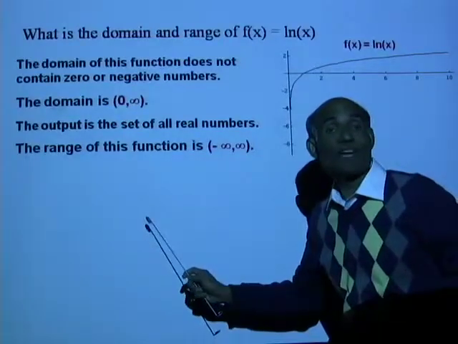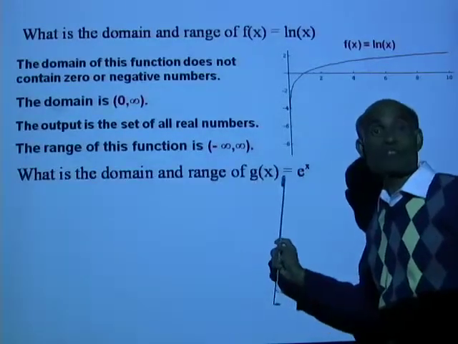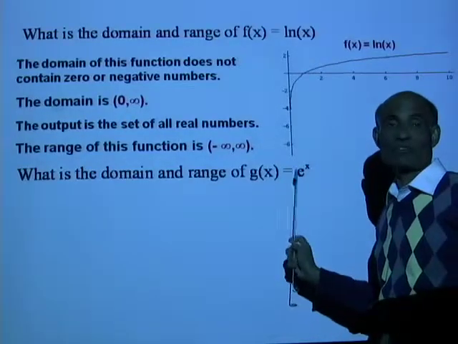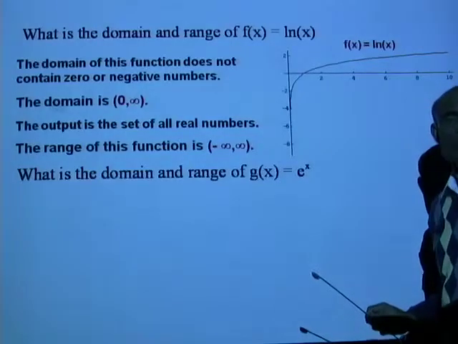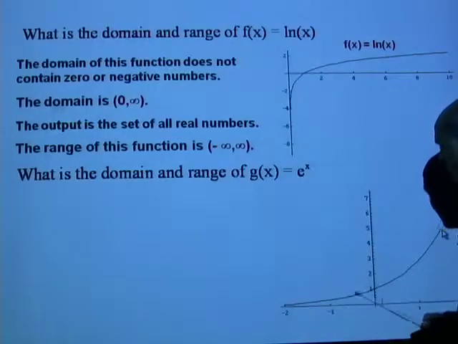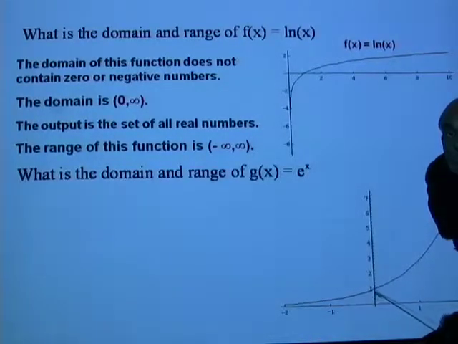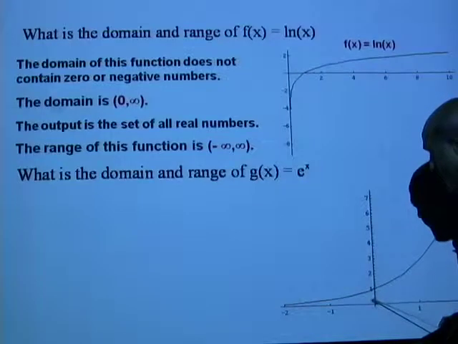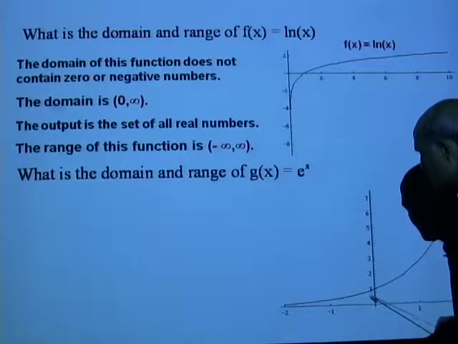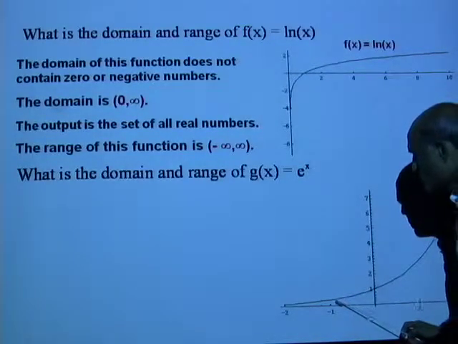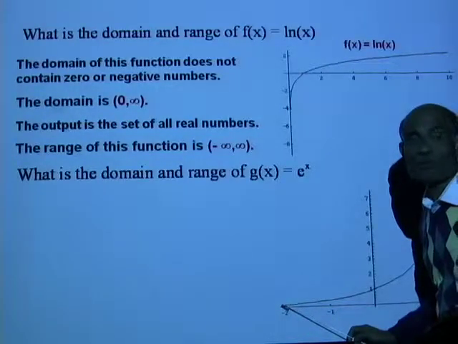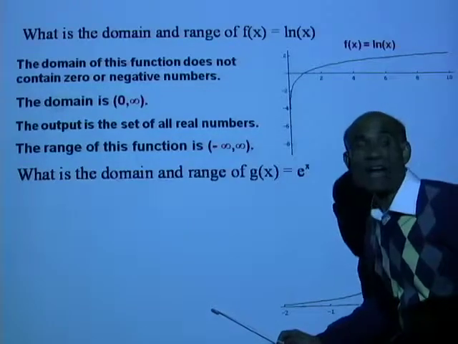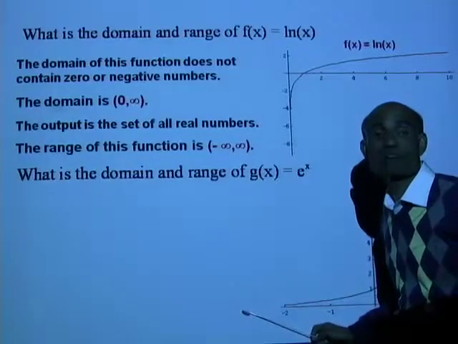Let's now look at a similar function, g of x equal to e to the power of x. How does the graph of that look? Well, that is the graph of e to the power of x. When the input is 0, the output is 1. And as the input gets less than 0, the output approaches y equal to 0, but you can never get an output of 0 for this function.